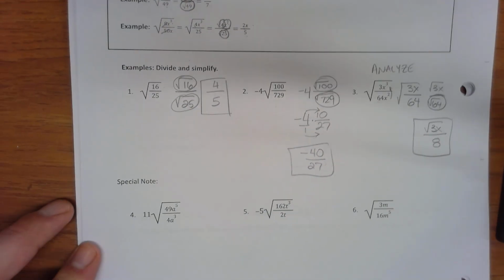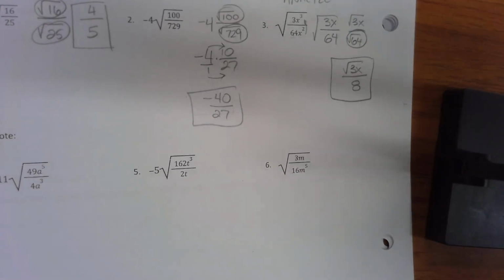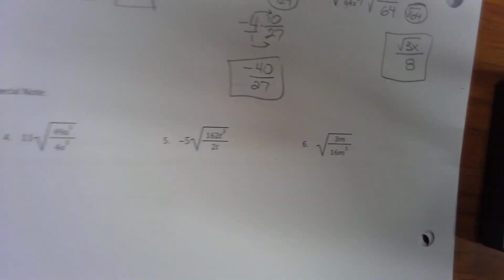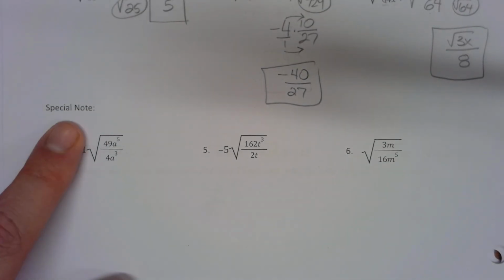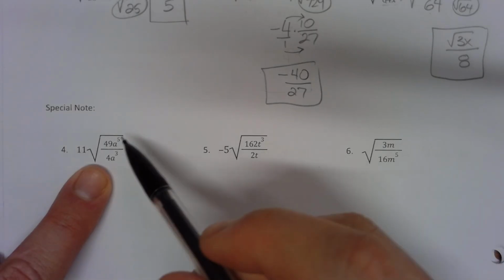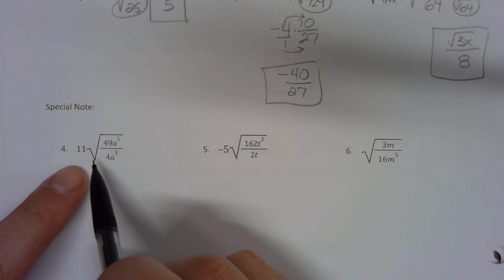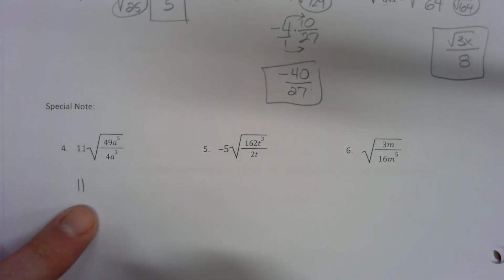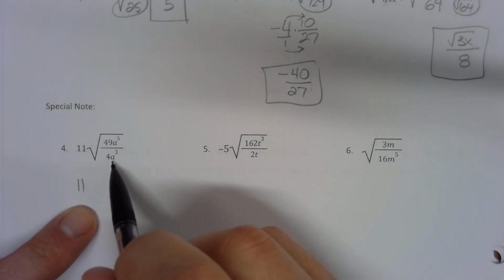Alright, there is a special note at the bottom on top of exercise 4. We'll take a look at that in a second. What is that special note for? It's probably to take a look at what you may or may not be able to simplify at the beginning of each of the exercises. So we got 11 on the outside. We're going to keep the 11 on the outside. The square root of 49 a to the 5th over 4 a to the 3rd.